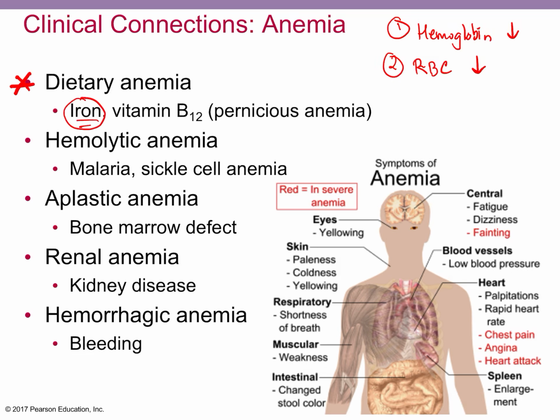So you're not getting enough iron in your diet, because your body can't synthesize iron. It needs to get it from the diet every day. So if you're low on iron, you can be low on hemoglobin, and you're not going to carry that oxygen around in your blood.